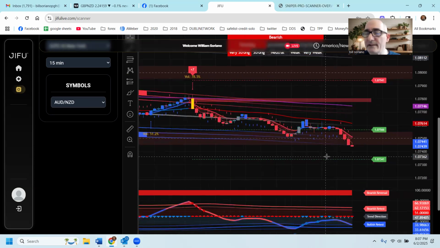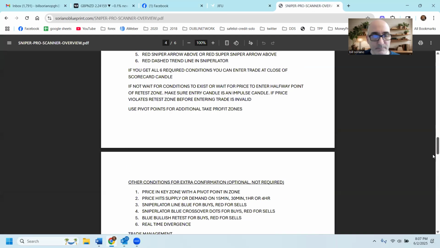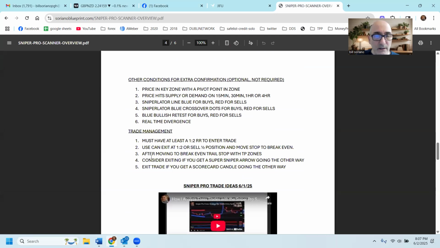Now, if there's more pivot points, which in this case there isn't, then that might be where you want to close the trade. Some people might want to do, like I say here in the PDF file, exit at 1 to 2, sell half the position, and move the stop to break even. After moving the stop to break even, trail the stop with the take profit zones. Consider exiting if you get a super sniper arrow going the other way, or exit the trade for sure if you get a scorecard candle going the other way, right?